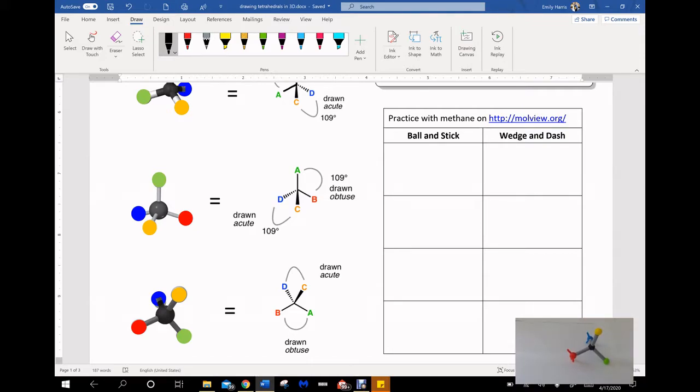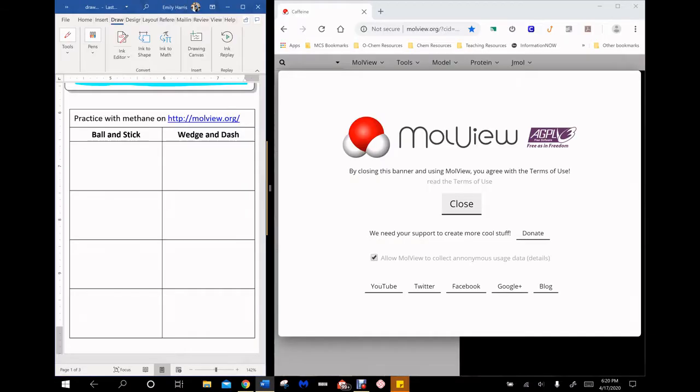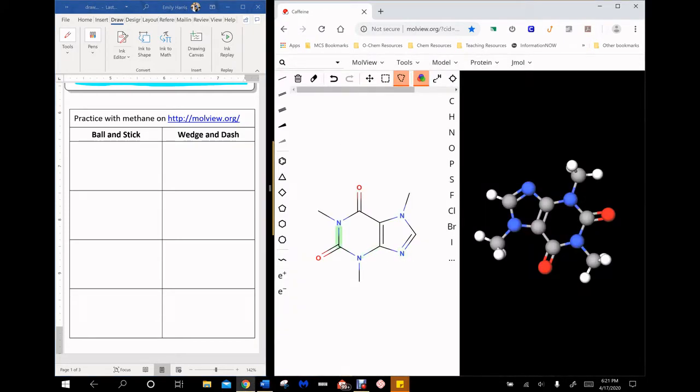So now what we're going to do is transition over to MolView and actually do some practice by manipulating a little structure there. And so let me swap you over on my screen. All right, so here we are at molview.org. When you first pull it up, it should give you a screen like this. You can just go ahead and click close.